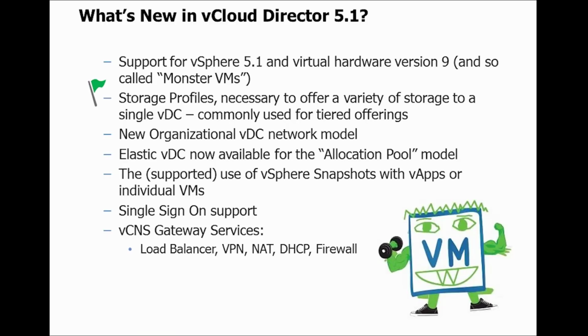Additionally, we now have a supported use of vSphere snapshots. Now, I know some people would go into the vSphere view and just do a snapshot. That was not actually supported prior to 5.1. Now, directly through the GUI, you can do snapshots of your vApps and virtual machines. There's also support for single sign-on, which was new with vSphere 5.1. And the VCNS has some new or improved gateway services in some cases, in that it offers a pretty good load balancer, a VPN tied to another one, NATing, DHCP, and a pretty good firewall.